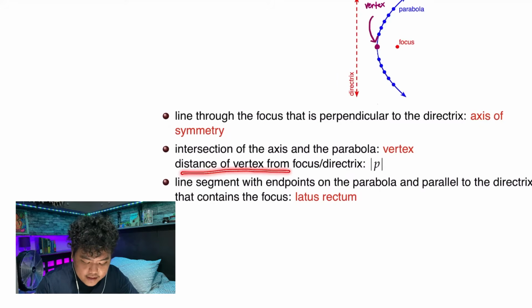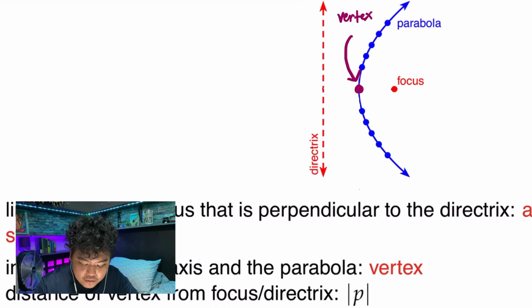And the distance of the vertex from the focus is absolute value of P. Or, vertex to directrix, absolute value of P. Kasi yung vertex mo is a part of the parabola and that is equidistant dun sa focus at saka doon sa line mo. At ang notation lang natin ay this is absolute value of P. This is the absolute value of P. So, magkasing haba ito at saka ito. Absolute value of P ang haba niya.